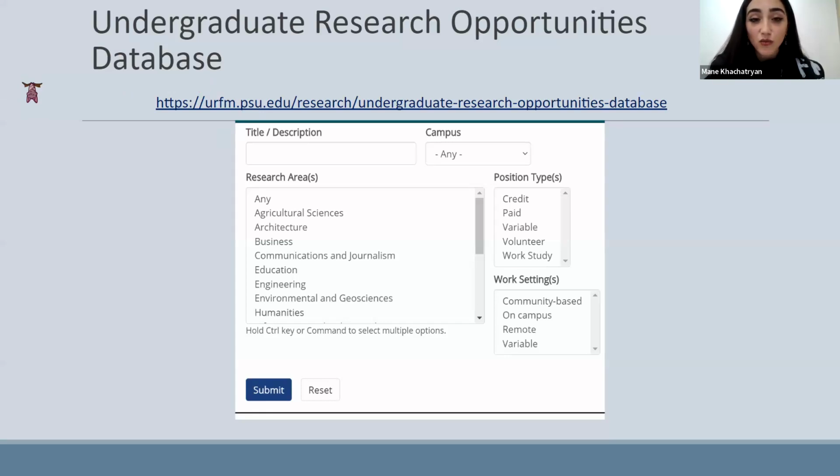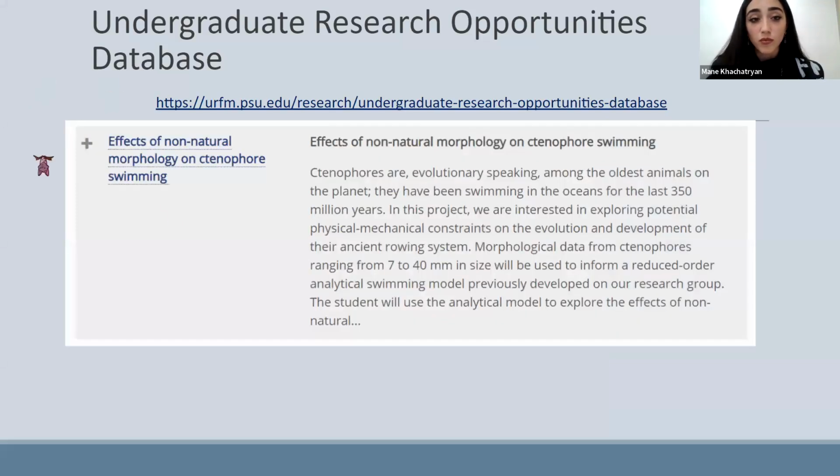Through this link, on the website, there's a database, and you can filter for your campus, and for your interest, whether that's business, agriculture, architecture, or health sciences. You can filter for it being credit or non-credit, or paid. Also remote and on-campus, you can filter for all of those, and it'll give you a list of different opportunities. Maybe your filters are too specific, so try to be more broad, and then this is an example of an opportunity that will come up.